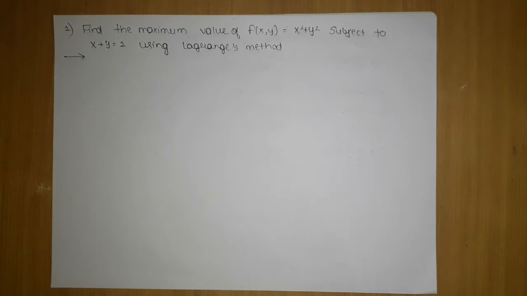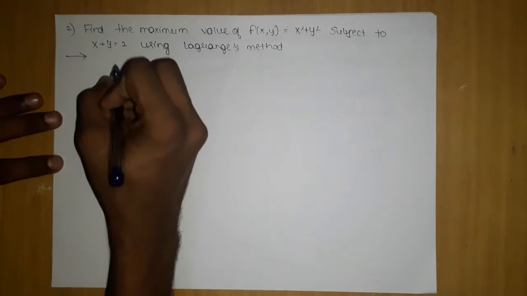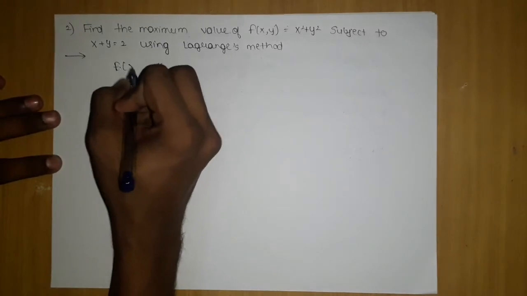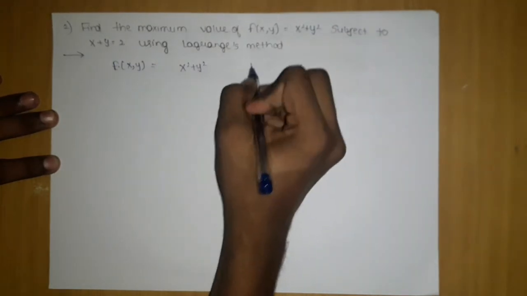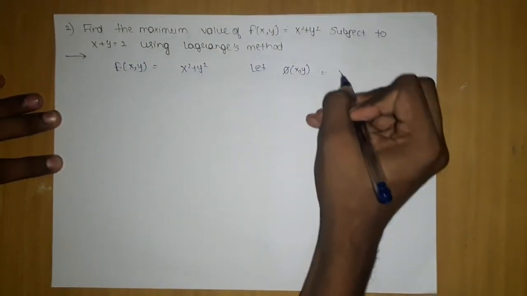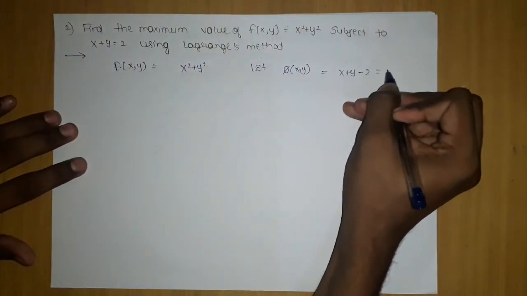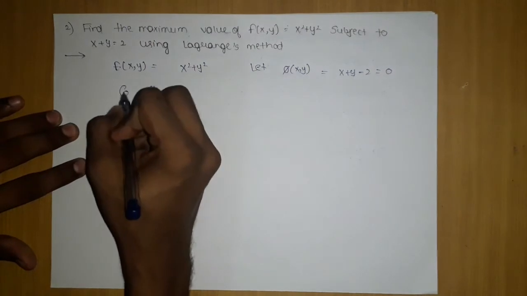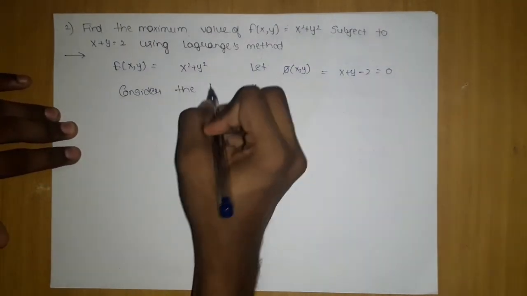Now they have given you f of x, so it is very easy to know that we have to take f of x comma y and phi x comma y. So f of x comma y is x square plus y square. In the next step, let phi x comma y equal x plus y. We move this 2 here, which is minus 2, equal to 0.